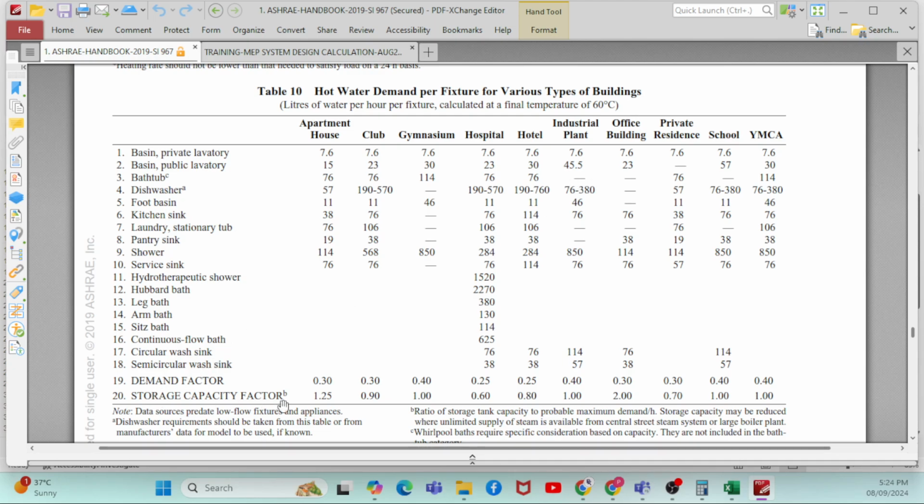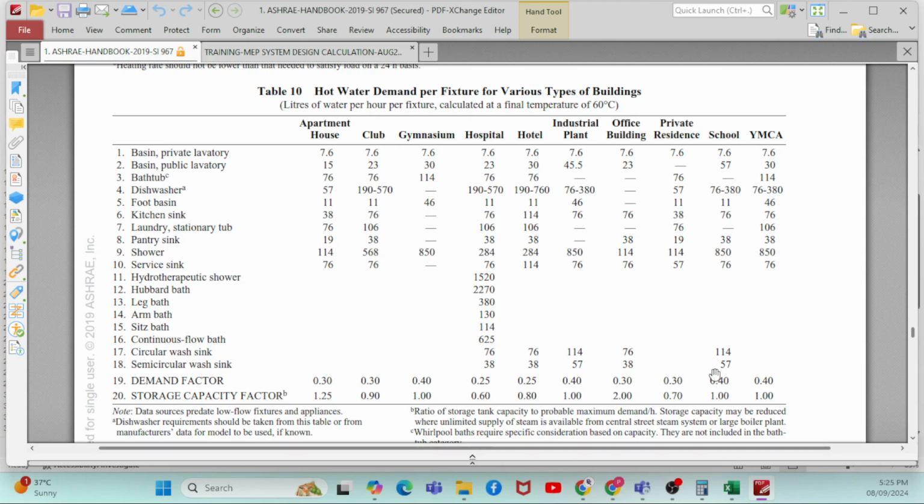And how much do I have to store? I have to store 1.25 times, because I will be using it, right, for an apartment. When I use the apartment, I will be using 1.25. If I have a club, I will be using 0.9. Gymnasium 1.0, hospital 0.6, hotel 0.8. So this is the demand factor and storage factor. Aditya, do you have any question?